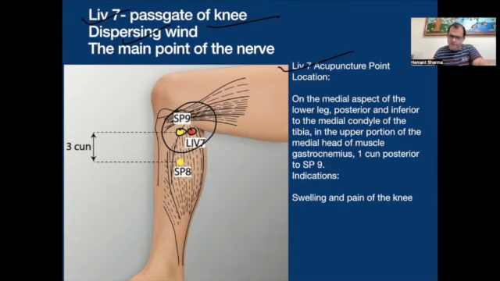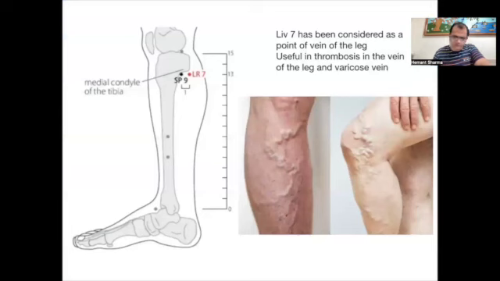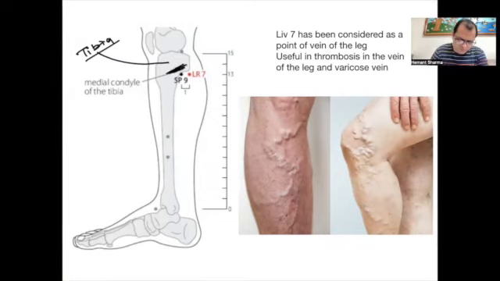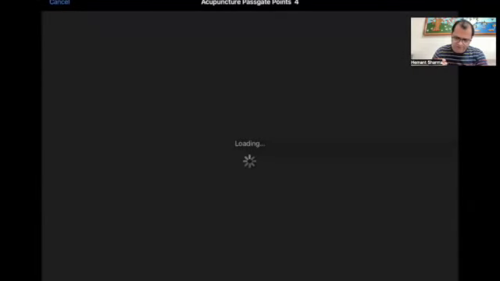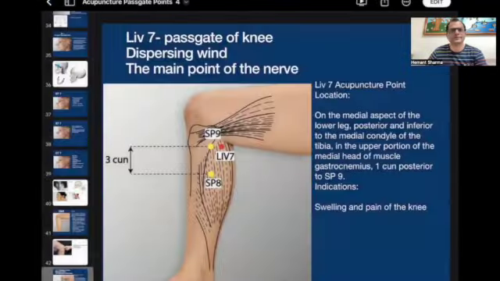Now, this point is found on the medial side. ये हमारा point medial side में है, right? Look at this image. This is the tibia bone. ये हमारे पैर की tibia bone है. This is the bony part which is called the medial condyle of the tibia. ये जो bony part है इसे medial condyle of tibia कहते हैं. इसी के ठीक नीचे और पीछे की ओर पॉइंट लोकेटेड है, राइट?